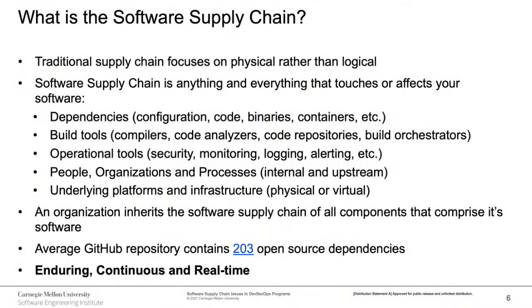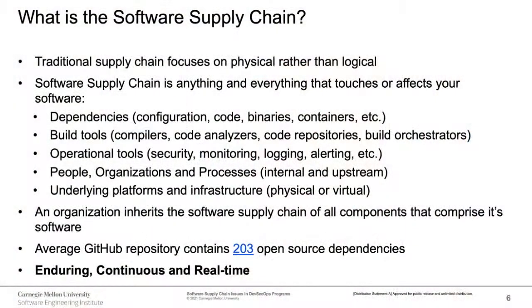And importantly, an organization inherits the supply chain of all the other participants in its supply chain. So all of your upstream vendors and so forth, you're inheriting their processes. So can you really trust those processes? How do you trust those processes? How do you know what they're doing? Those are the sorts of questions you need to ask yourself.